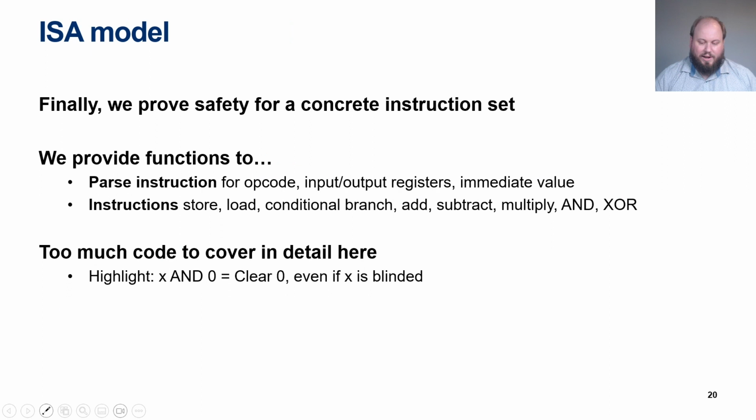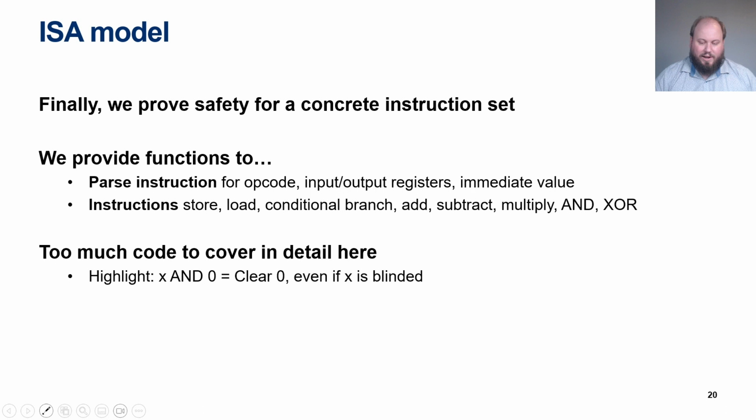There's too much code for me to show here in the presentation, but I think the highlight is that we can handle what you call special cases. It's not just taint tracking in the sense of if an input to the instruction is sensitive, then all of the outputs need to be sensitive. There are some cases where that's not necessarily the case. For example, if we have a sensitive value as an input and then AND it with 0, the result is always going to be 0.